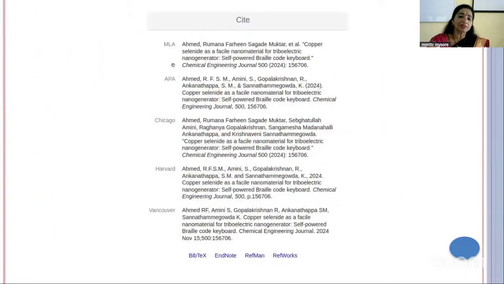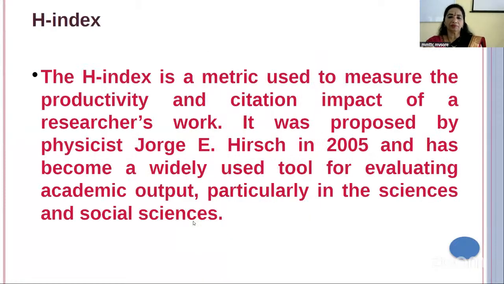Okay, so these are the different types of citation. One of my students, Rumana Fareen, has shown five types of citing the same article: "Self-powered braille code keyboard" and "Copper selenide as a fissile nanomaterial for triboelectric nanogenerator." This same paper has been cited in five different ways: MLA, APA, Chicago, Harvard, and Vancouver. That is citing an article with different styles.